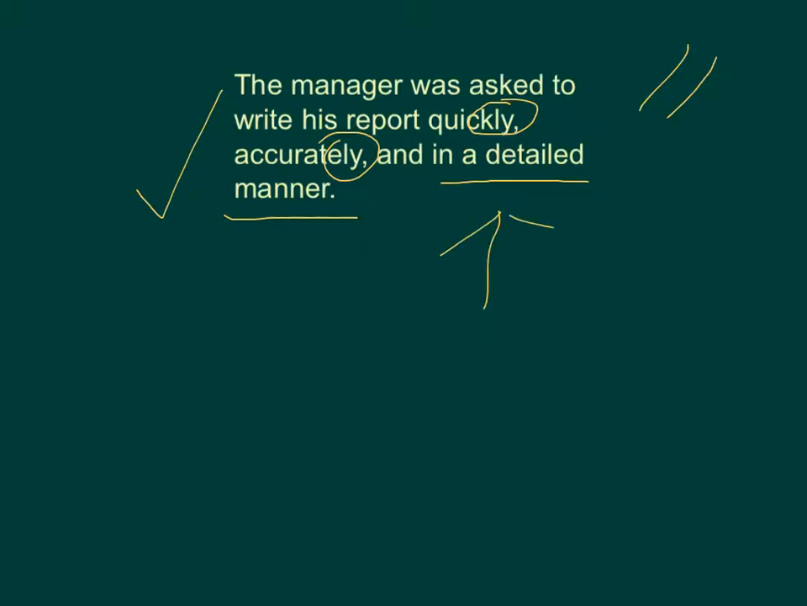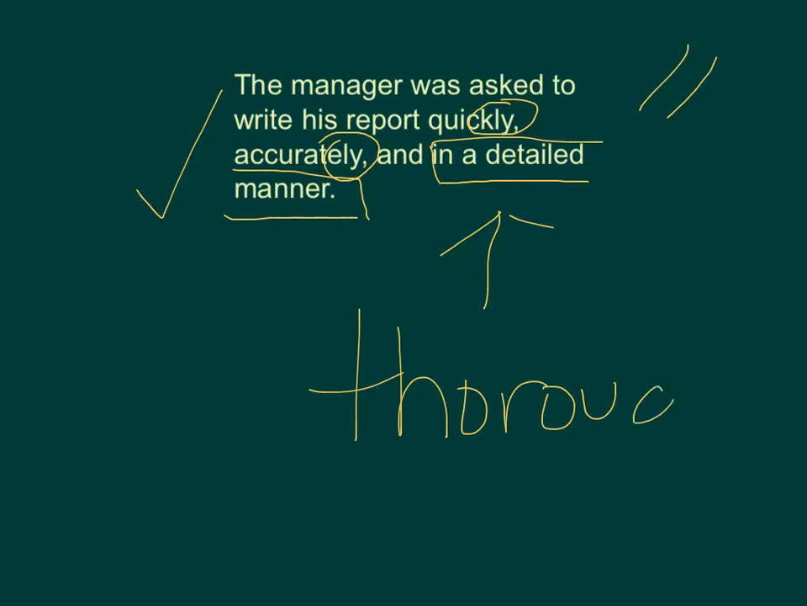Sometimes the best way to fix a parallel structure issue is by removing and replacing a word or a phrase with something else. In this case, we can bracket out this entire phrase and replace it with one word, thoroughly. We now have a sentence that reads, in parallel fashion, the manager was asked to write his report quickly, accurately, and thoroughly. Don't forget the period.